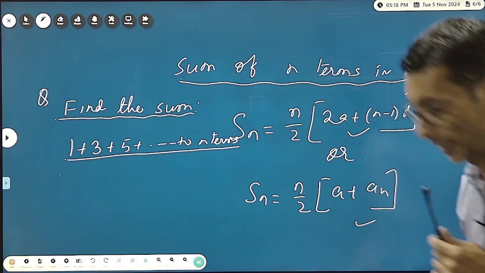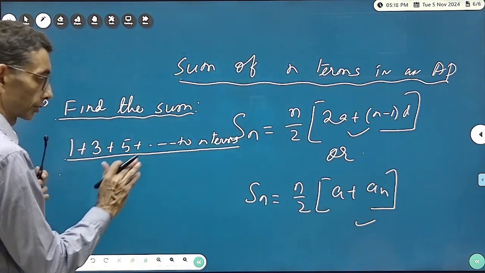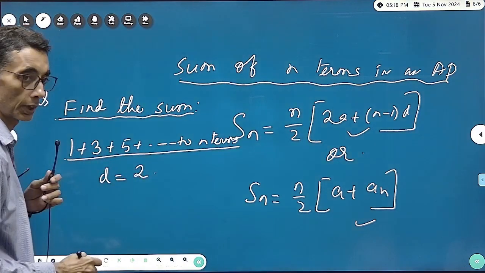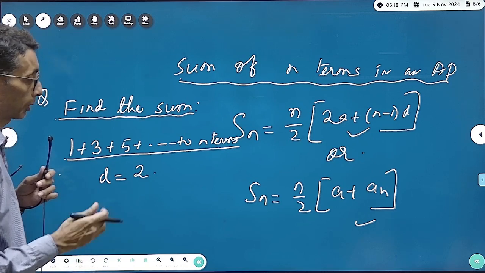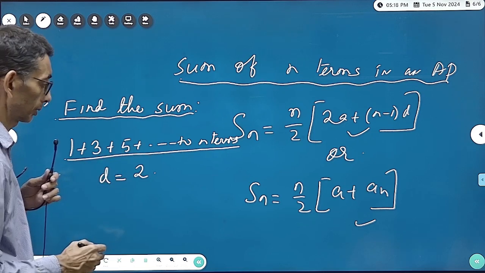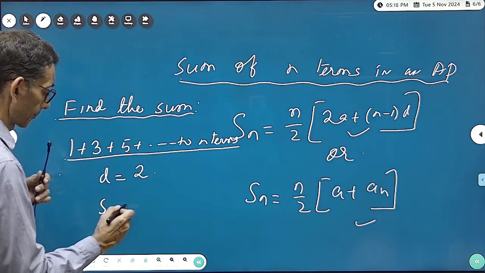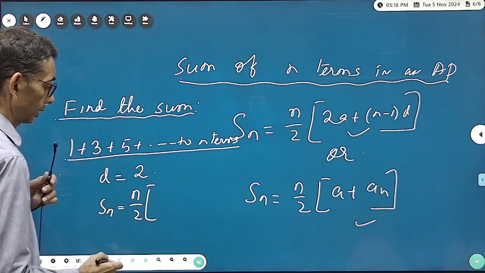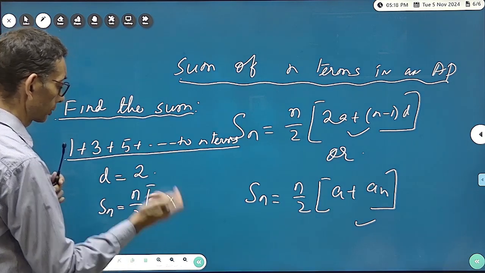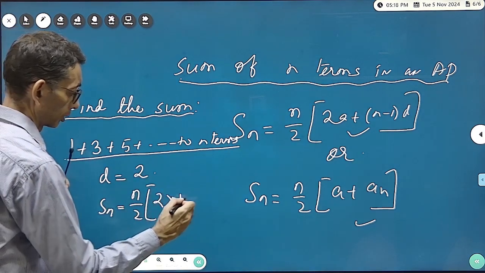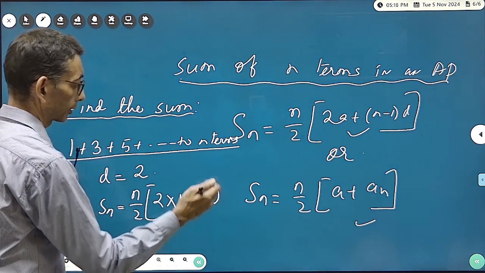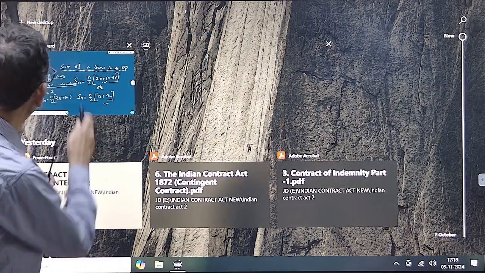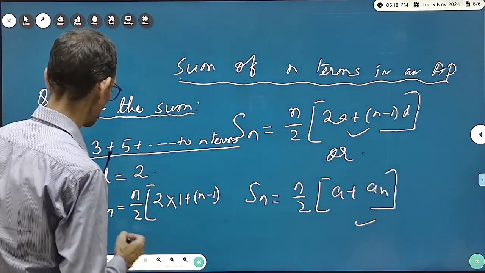Okay. So how to sum up these numbers, right? First of all, find d. d is 3 minus 1, d is 2, right? Now if you want to sum up to n terms, then Sn is n by 2 into 2a, a meaning first term, plus n minus 1 into d, because you are adding up to n terms. n minus 1 into d, d is 2, a is 1, d is 2.